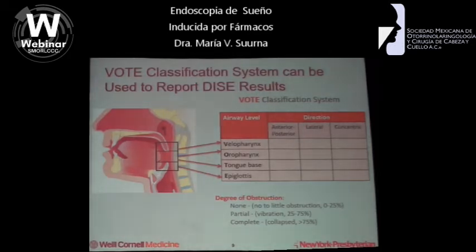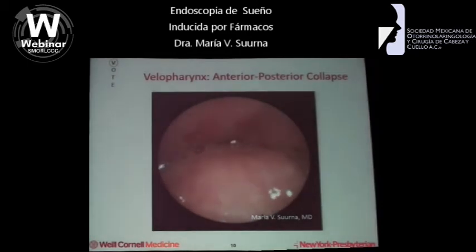And what you're trying to see is, you look at the airway and you see how much obstruction is happening. Is it no, partial, or complete obstruction? And then the direction of the obstruction, whether it's anterior-posterior, lateral, or concentric. So here are some of the examples of what we can observe.